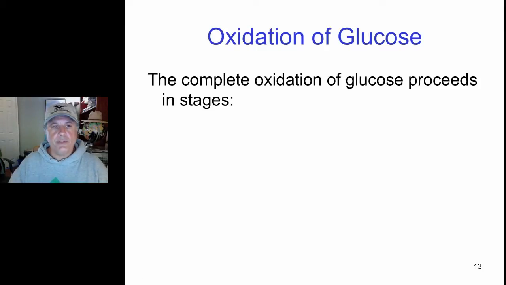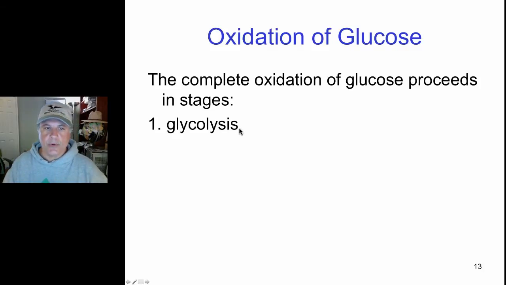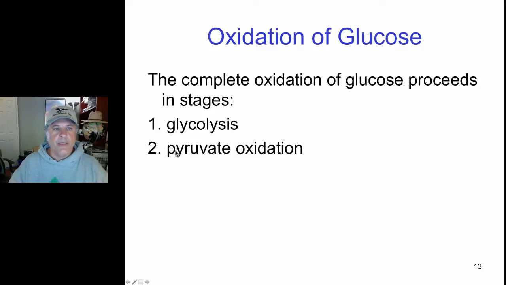As we left off, we were talking about the steps of glucose oxidation. The first step is going to be glycolysis. Glycolysis does not use oxygen. As we will see, it uses substrate level phosphorylation to phosphorylate ATP. Pyruvate is the end product of the glycolytic pathway.